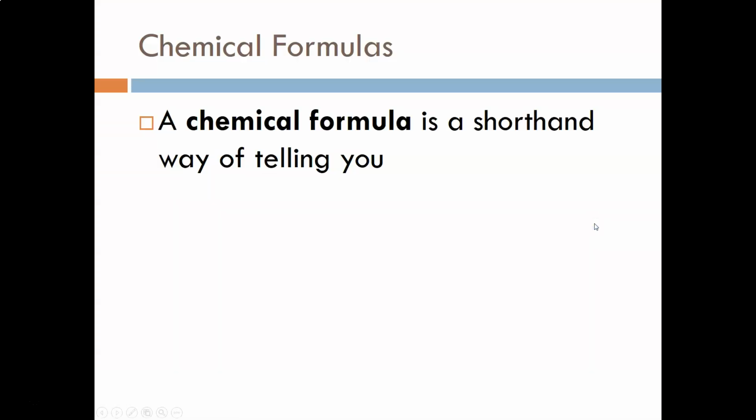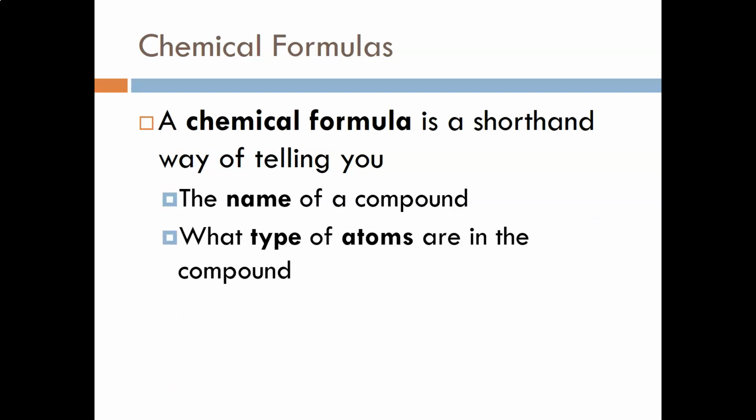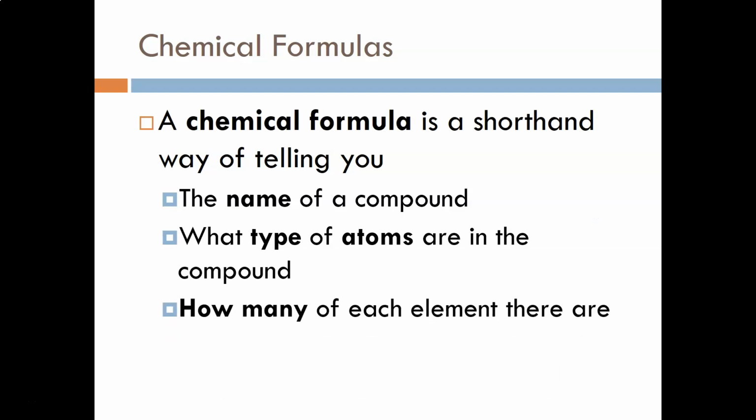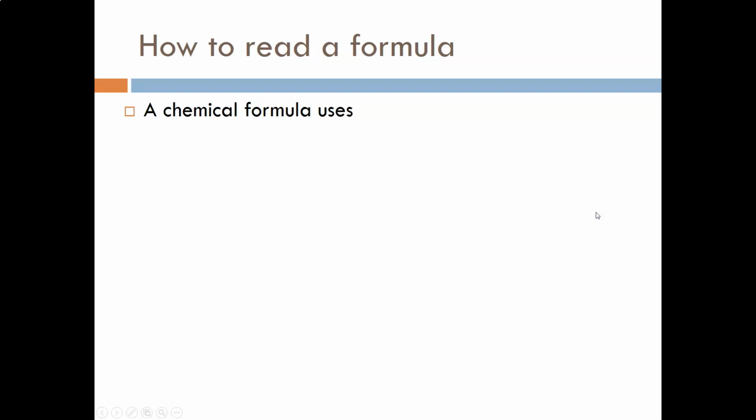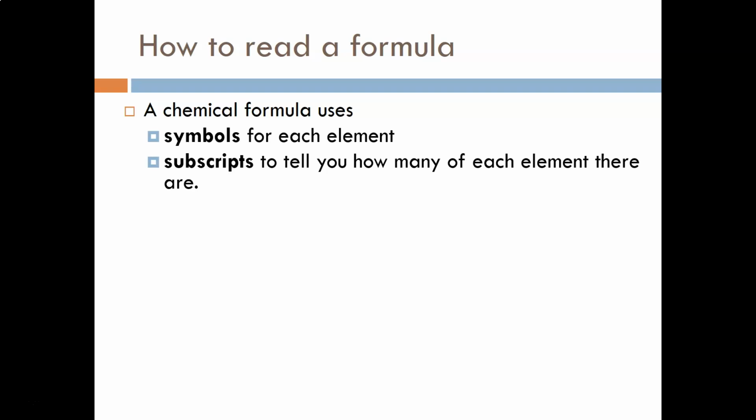Just some basics. Chemical formulas are a shorthand that we can use. It tells us the name of a compound, what type of atoms are in the compound, how many of each element there are. It gives us a lot of information. When we look at that formula, we're going to be able to get a lot of things out of it. The way you read a formula is that you're going to have symbols for the elements, and you're going to have subscripts, little numbers down below that tell you how many of each element there are.